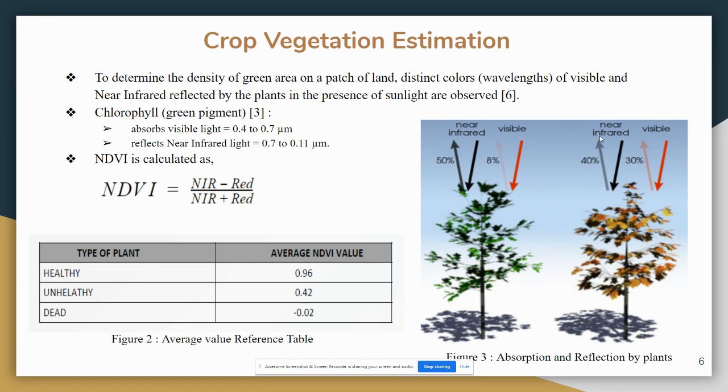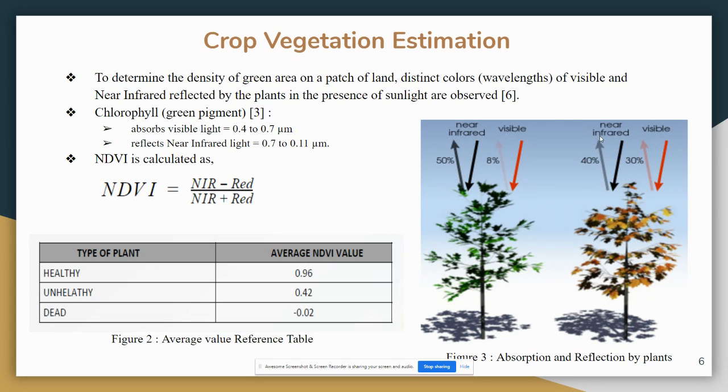Second is the crop vegetation estimation. Now, the concept of crop vegetation estimation using NDVI, which is the Normalized Difference Vegetation Index, is introduced. To determine the density of a green area, we need the wavelengths of the visible and near infrared electromagnetic spectrum that are reflected by the plants in the presence of sunlight.